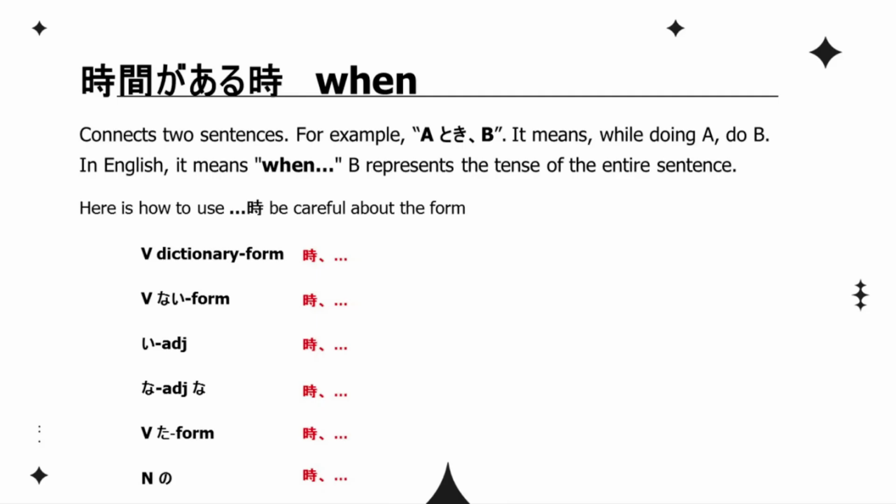1. Usage of when in Japanese. For when, we use toki. You can use it in between or at the beginning of the sentence. For example, I will go to the bank when I have time. Toki connects two sentences. For example, A toki B. It means while doing A, do B. In English, it means when. B represents the tense of the entire sentence.